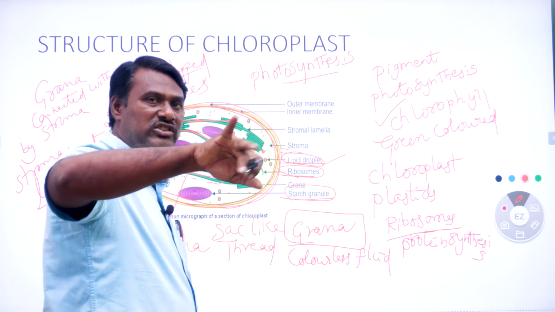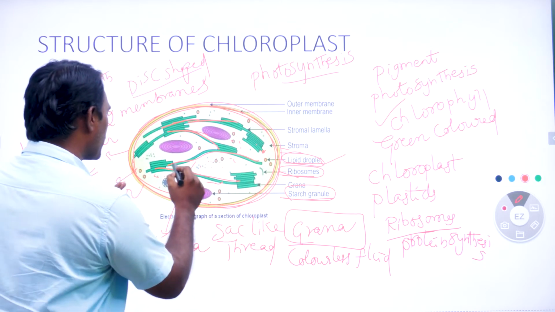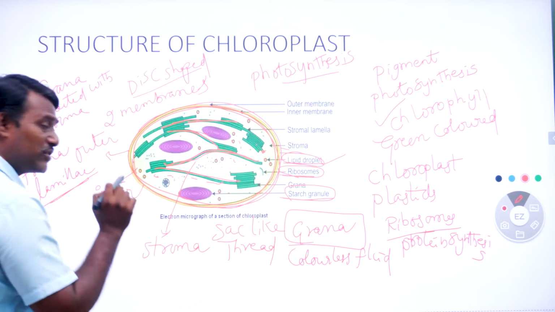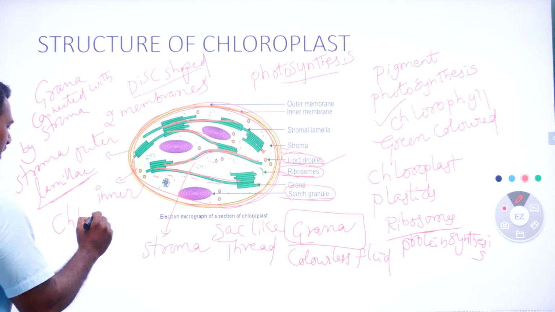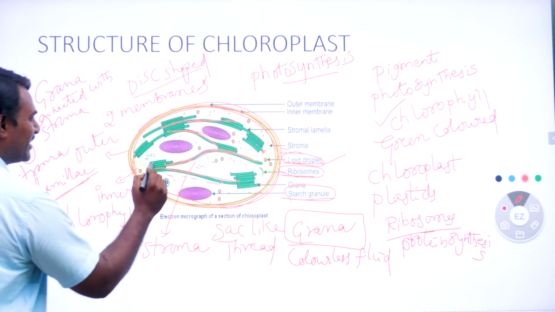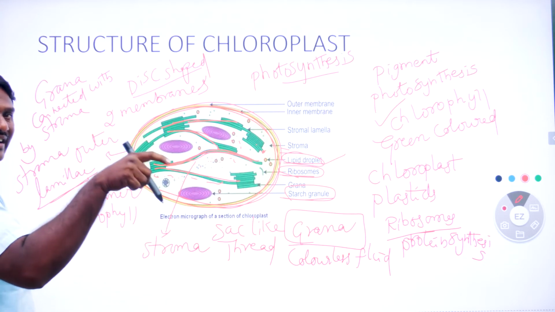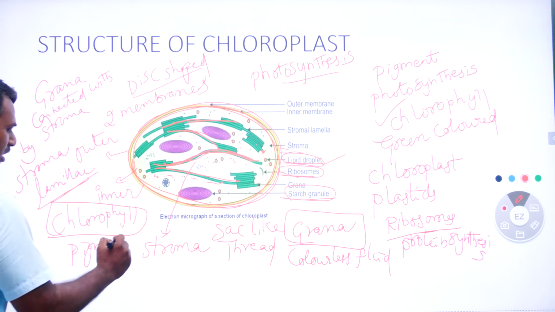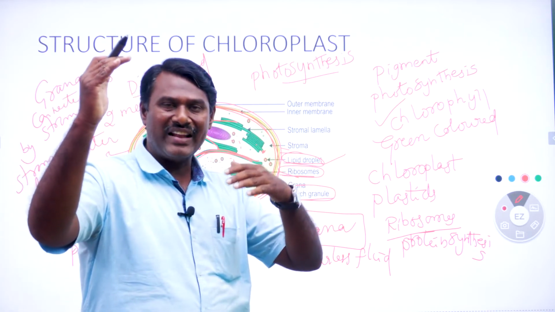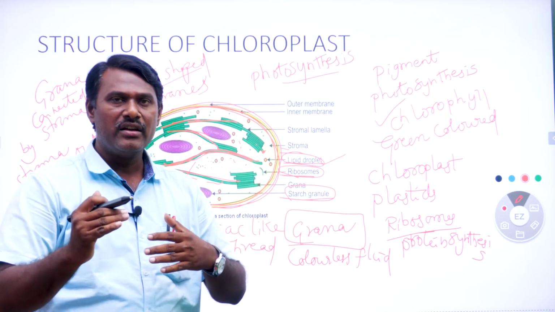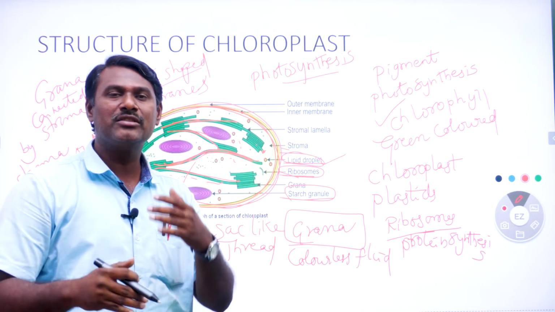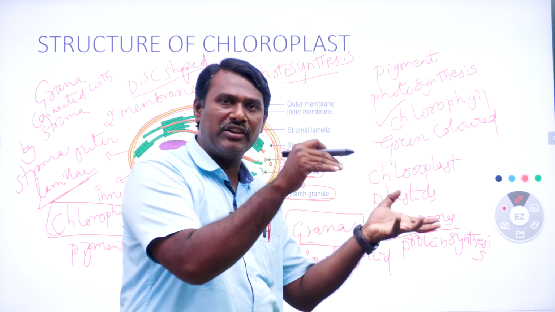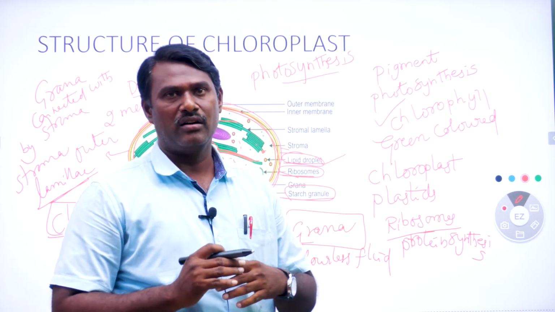Now we can see how the starch granule is formed. Within the grana we have a specific pigment called chlorophyll. You can see the grana is green in color. Why is it green? Because of the presence of the chlorophyll pigment. During photosynthesis, light energy from sunlight is trapped by the chlorophyll, and this light energy is converted into chemical energy by the grana.